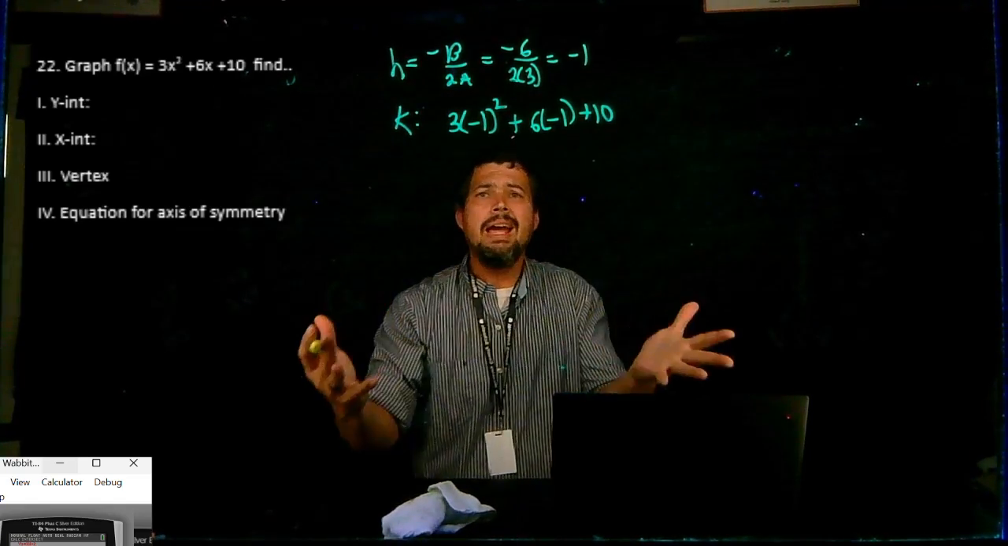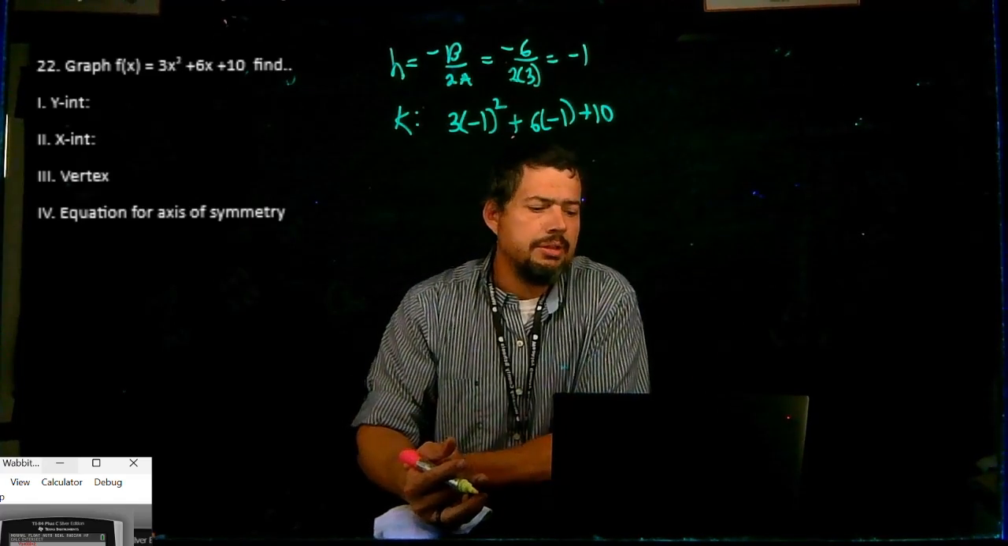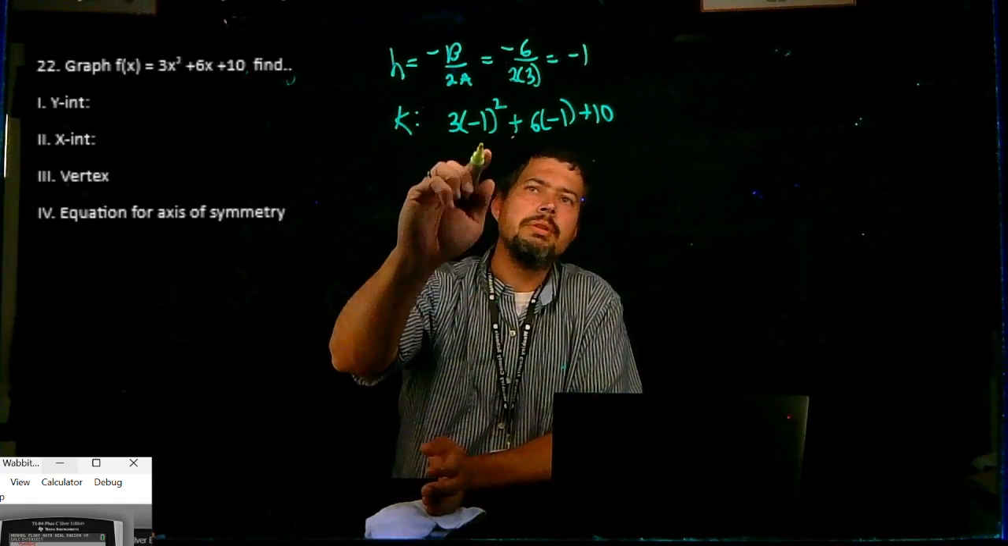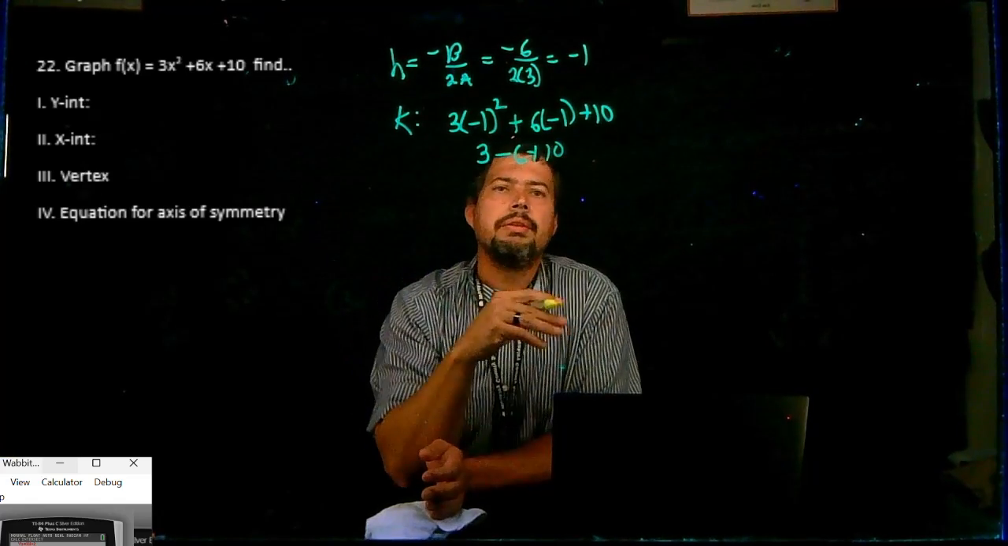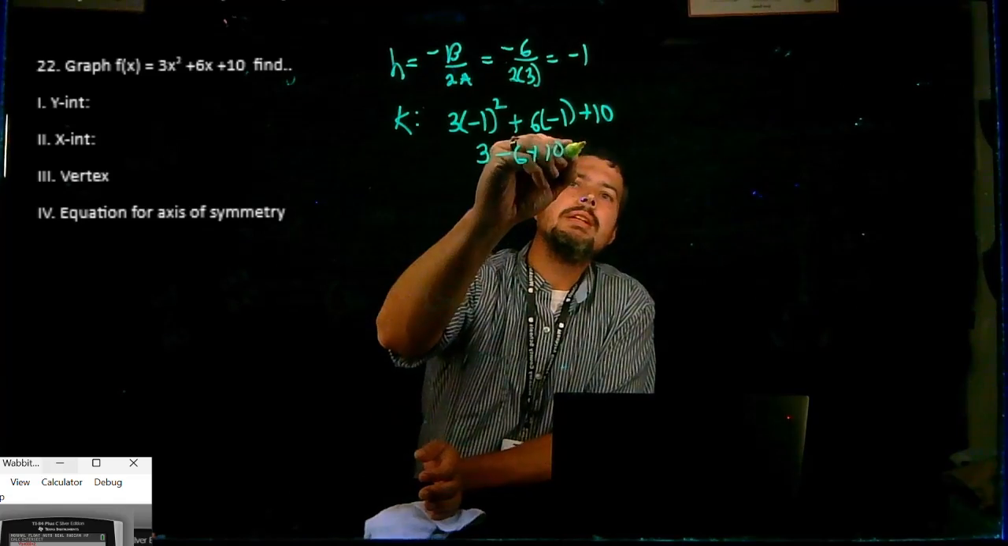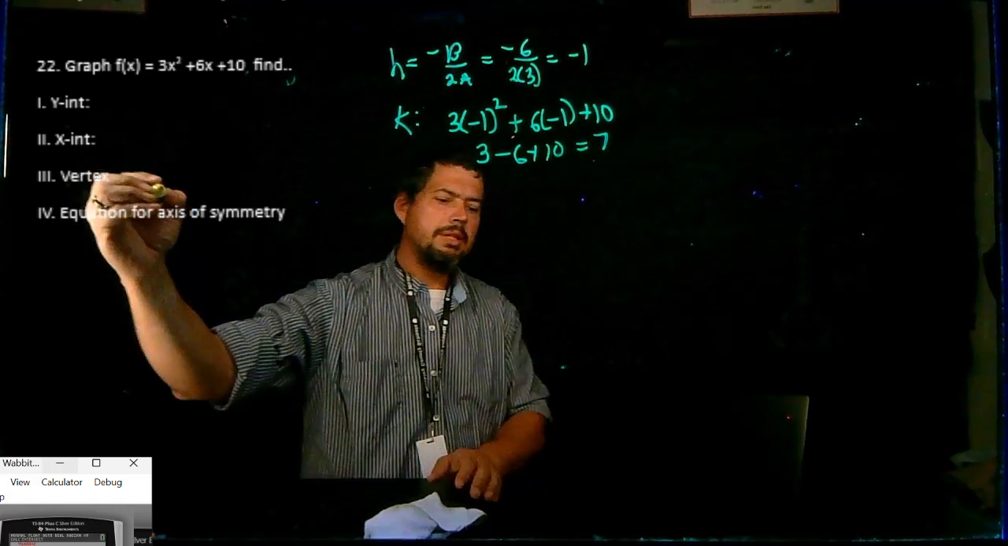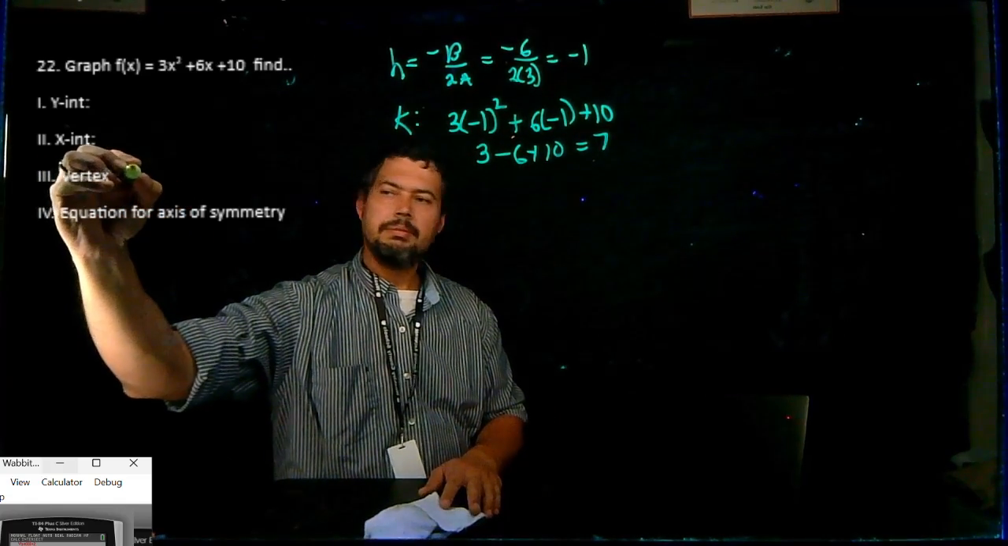And then we just do math. If you take a negative 1 and you square, you get 1. 1 times 3 is 3. 6 times negative 1 is negative 6. Add 10. 3 minus 6 is negative 3. If you add 10, you get 7. So my vertex was at negative 1 comma 7.